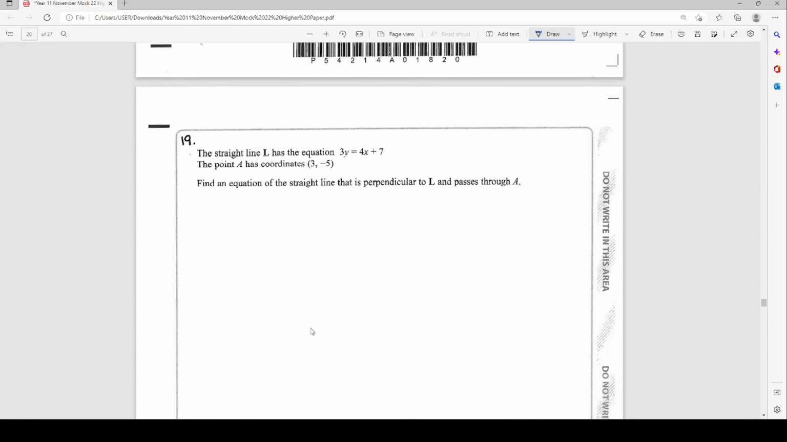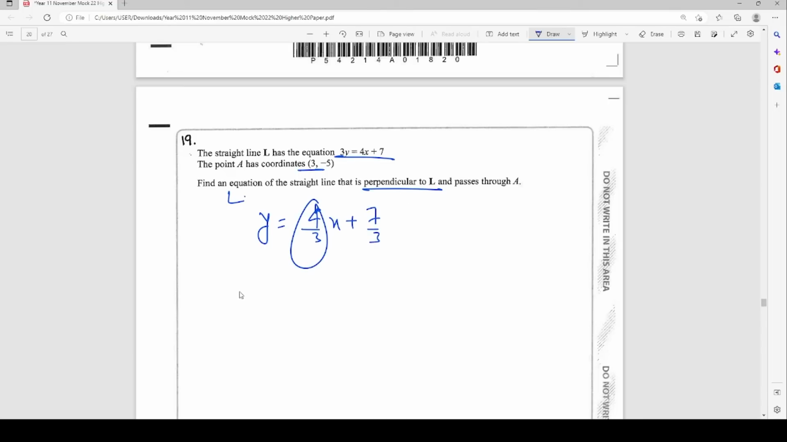Alright, question number 19. The straight line L has the equation. This is the equation, and the point A has coordinates this. Find an equation of a straight line perpendicular to L. So first of all, I will write the equation of L in y equals mx plus c form. So I will write it as y equals 4 over 3 x plus 7 over 3. And I got my slope.